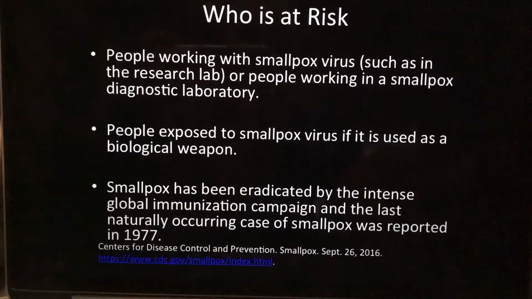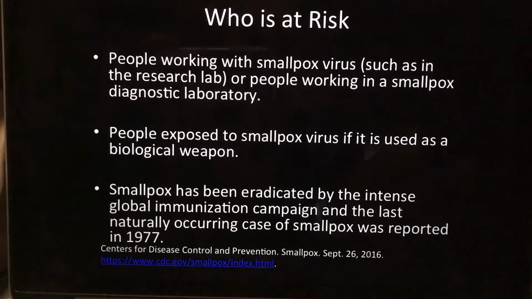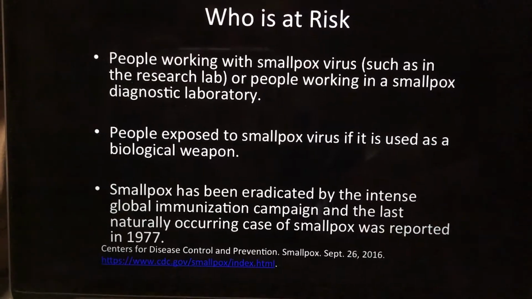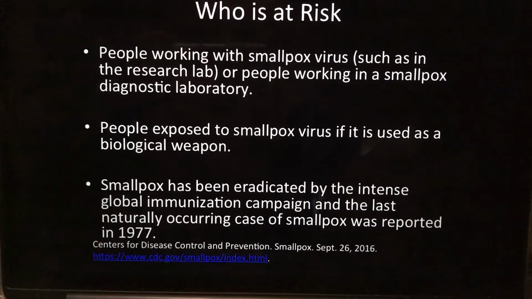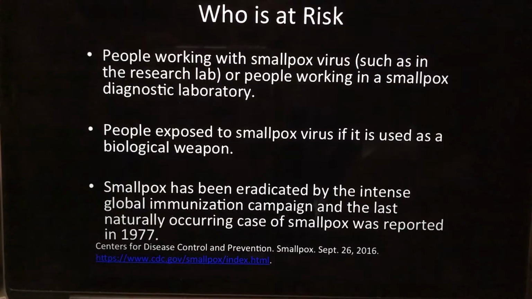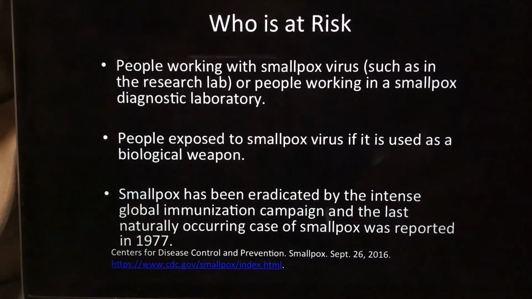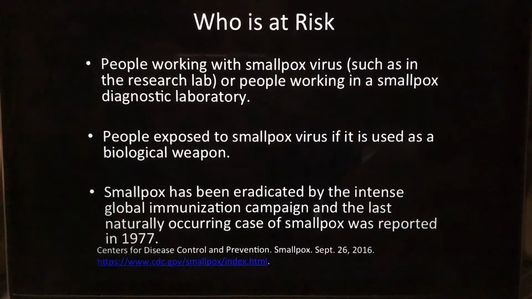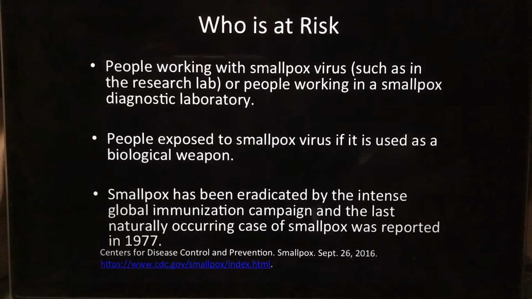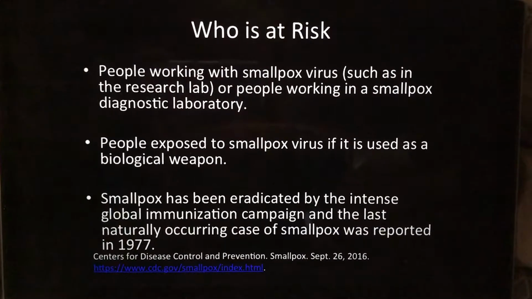So who's at risk for getting smallpox? This would include people working directly with the smallpox virus, such as in a research lab. People exposed to smallpox virus if it were used as a biological weapon, which hopefully never happens. Like I said earlier, smallpox has been eradicated, so no naturally occurring case of smallpox has been reported since 1977.